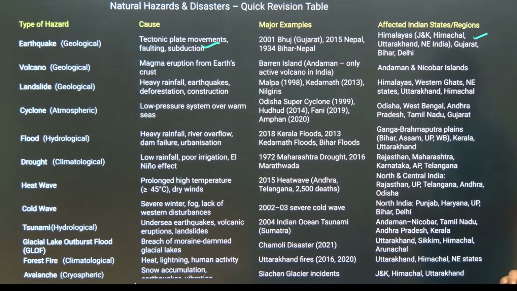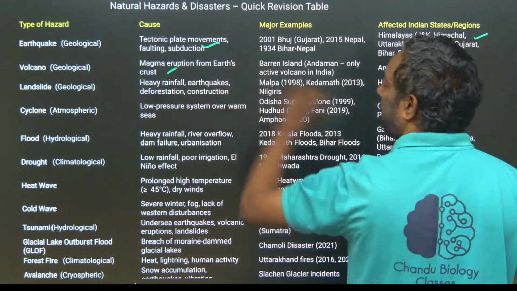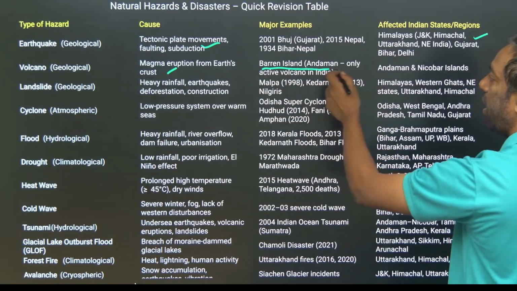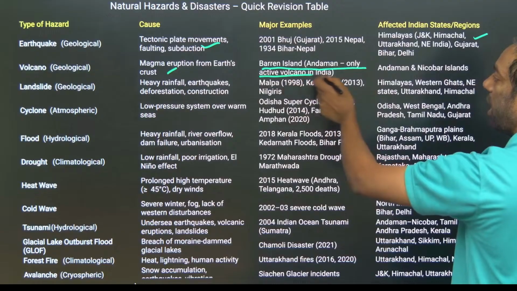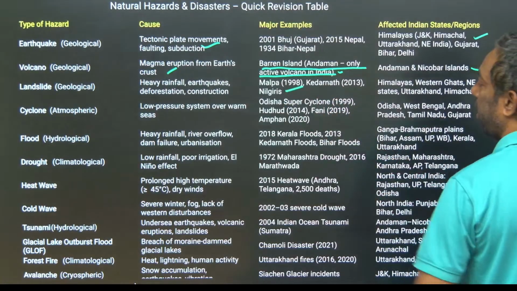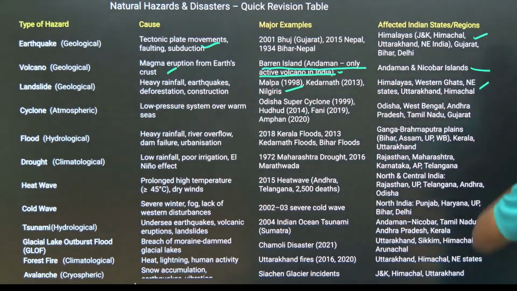Volcano is also a geological disaster, that is magma eruption from the earth's crust. Barren Island, Andaman, is the only active volcano in India. This is in the Andaman Nicobar Islands. Landslides: heavy rainfall, earthquakes, deforestation and construction are the reasons. Actually Kedarnath, Nilgiri areas, mostly Himalayas and Western Ghats.